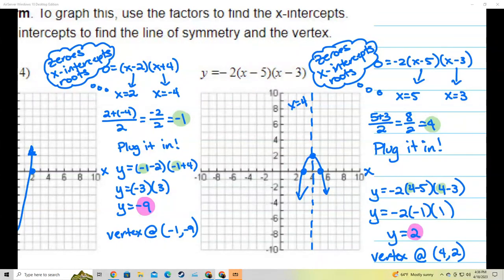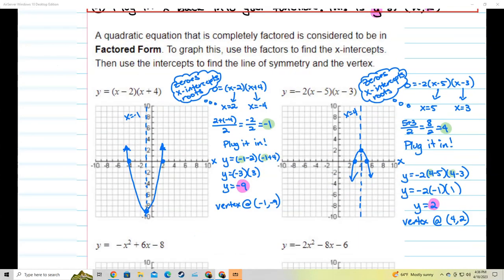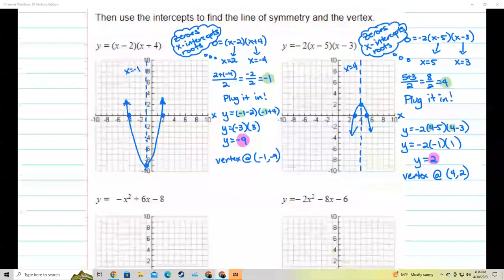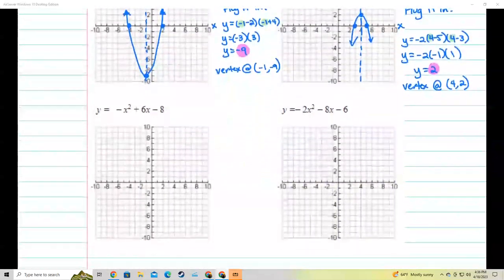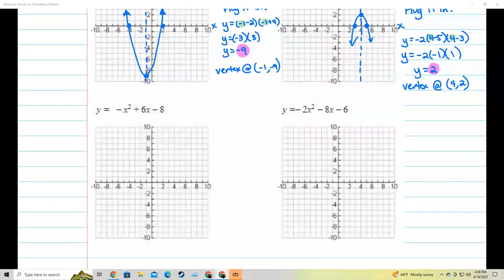Okay. All right. So that takes care of the simple ones. Let's do two more that are a little bit tougher. I want to graph this in factored form, and unfortunately, right away, I noticed that it's not in factored form. So how do we put it in factored form? In order to put it in factored form, you need to factor it.